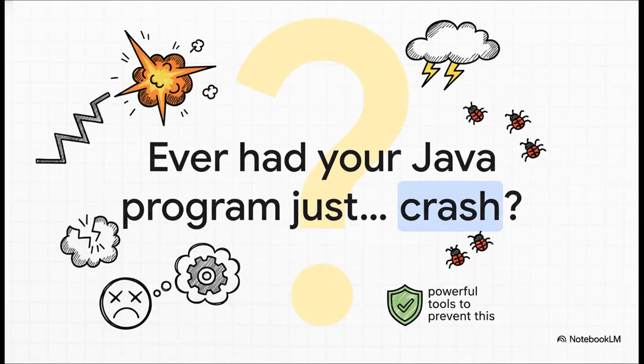You know the feeling, right? You've been coding for hours, you think you've got it all perfect, you hit run, and poof, it's gone. The whole program just dies, spitting out a wall of red text that looks super intimidating. It is so frustrating. But look, it happens to everyone. The good news? Java gives us some really powerful tools to stop this from happening.